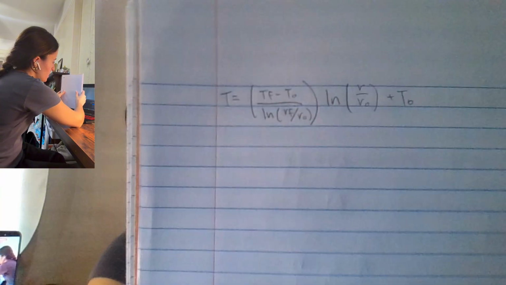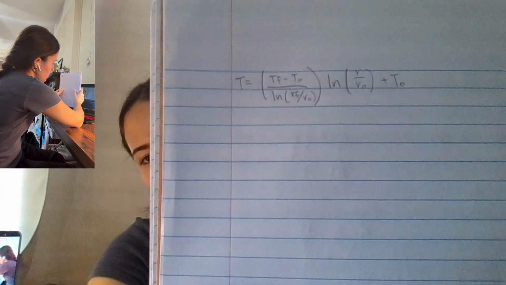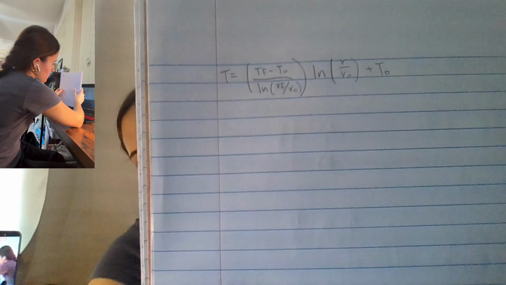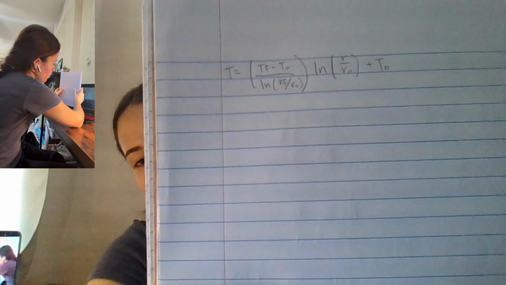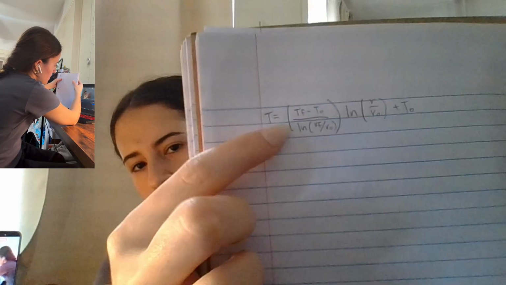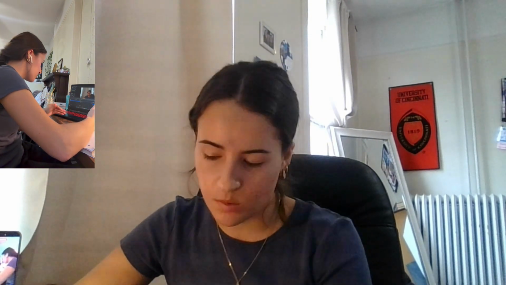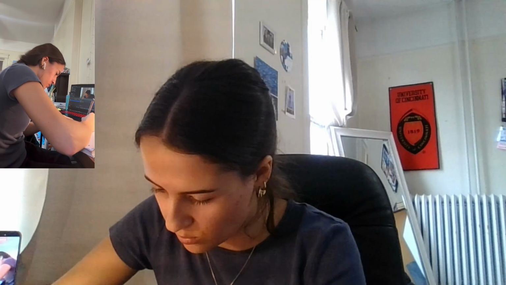T equals temperature final minus temperature initial over the natural log of the final radius over the initial radius times whatever radius we're looking for associated with this T divided by the initial radius plus the initial temperature. And so now what we have to do, since we're trying to find the changes in temperature over the changes in radius, we have to take the derivative of this equation.